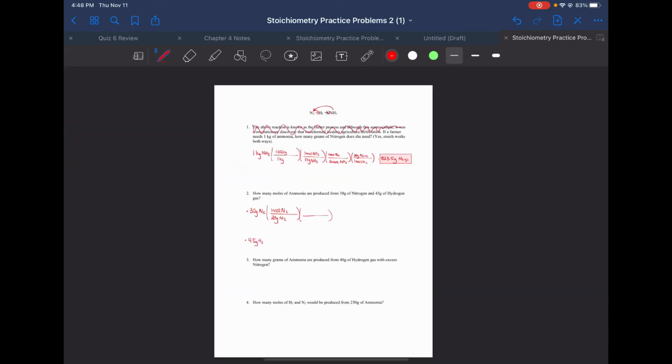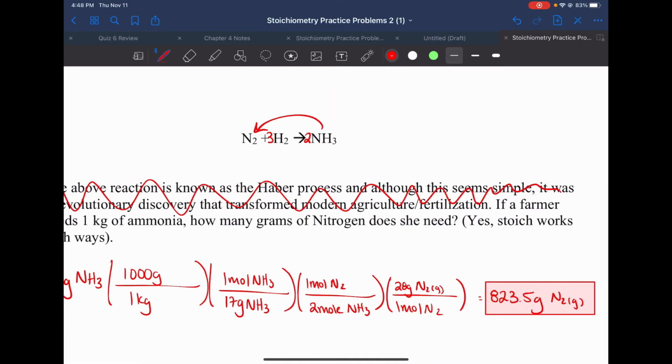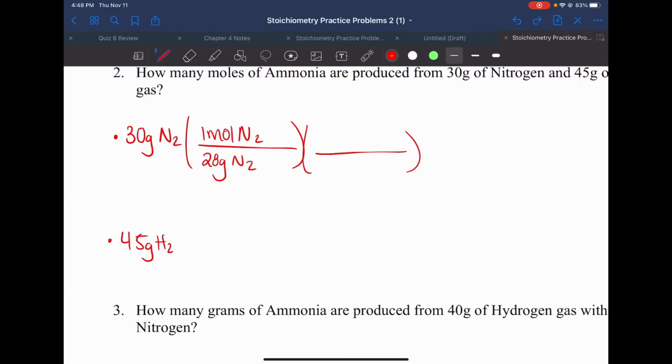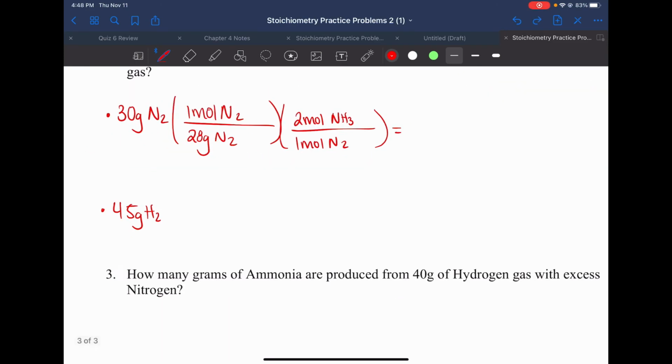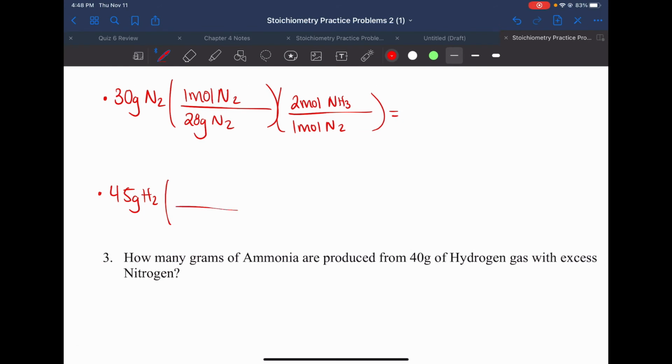For every one mole of N2, we form 2 moles of ammonia. We're on the mole train. All right, and we're done because I just asked for how many moles of ammonia are produced. So H2, every 2 grams of H2, we get 1 mole of H2. By now, you could probably recognize which one's limiting.